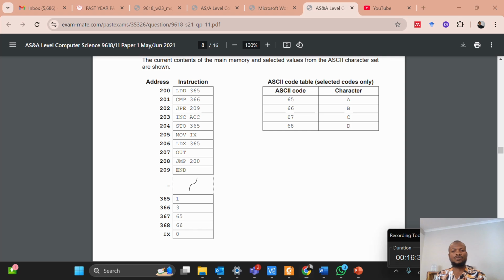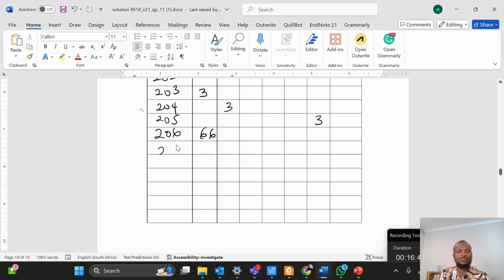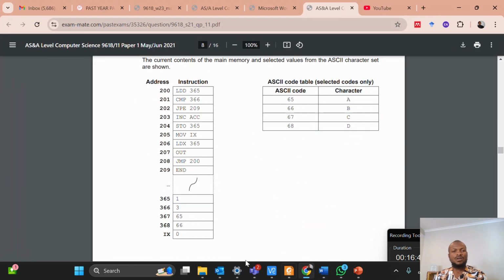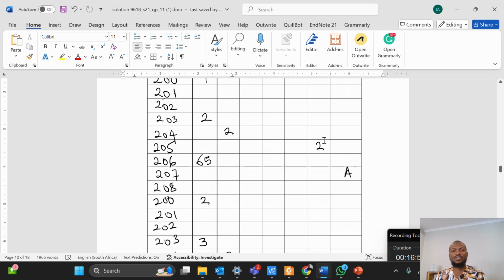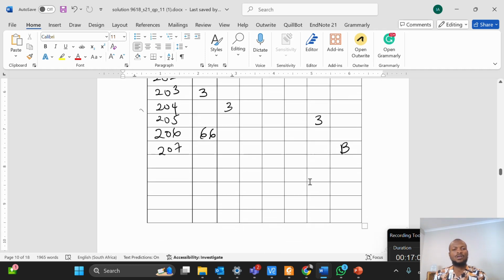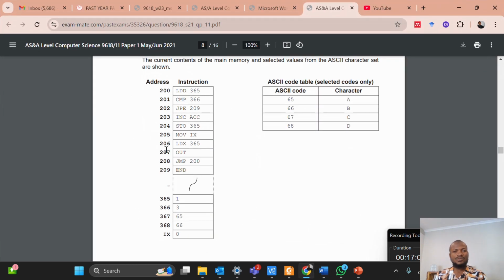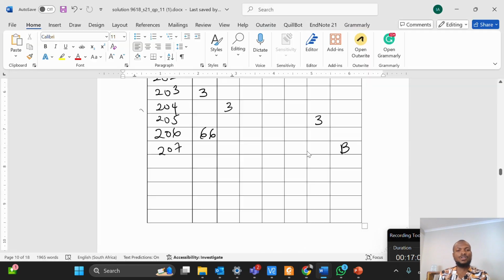So that is 206. Understood? The next thing, 207. At 207, the instruction is out. That is, you output the ASCII value of 66, which is now B. So B will be outputted. That is 207. Okay? Now, after 207, 208 states jump to 200. So 208 means jump to 200.